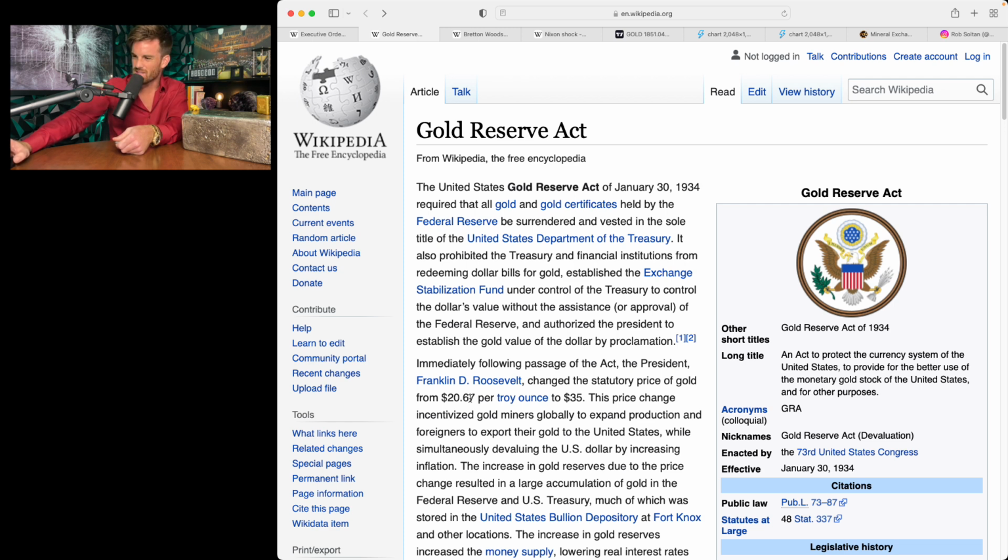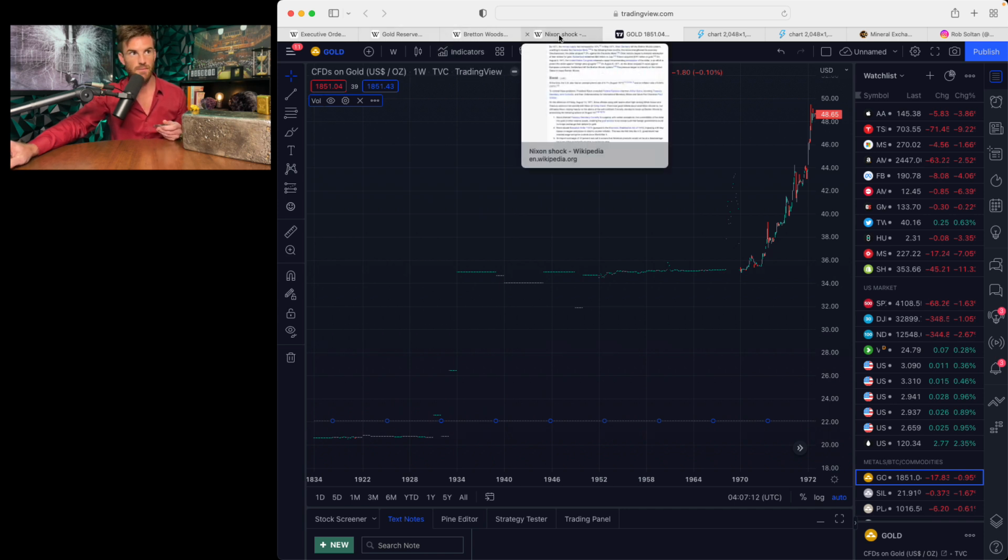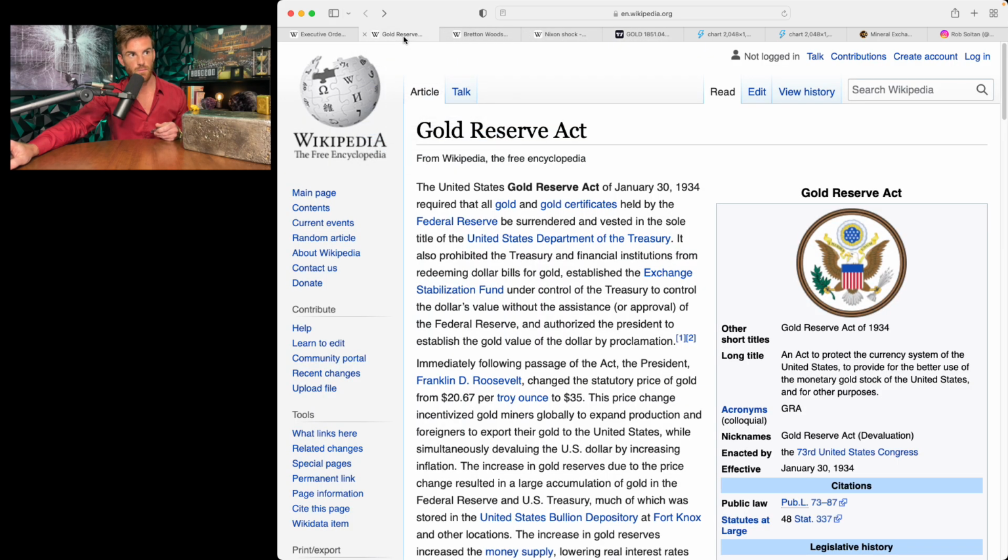Imagine if you could do business like this. Make everybody give you their gold for $20.67 an ounce, and then 1 year after basically stealing all of the gold, change the price to $35 an ounce. And that is why you see the price go from 20 to 35, because they fixed the price to 35 an ounce. So basically they stole the citizens' gold at $20 and then changed the price to 35. Pretty crazy.